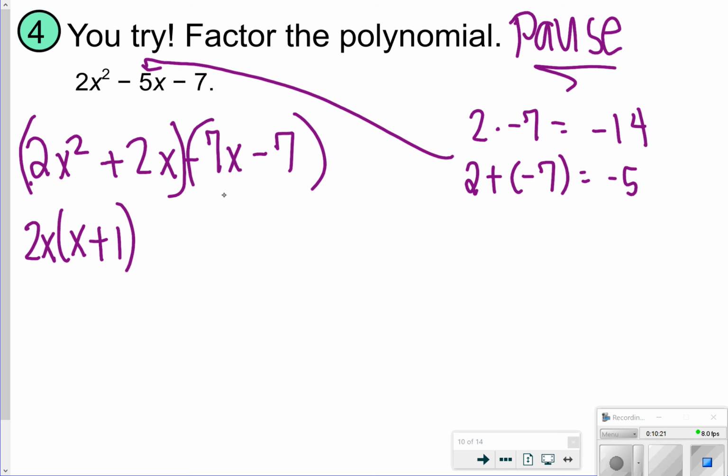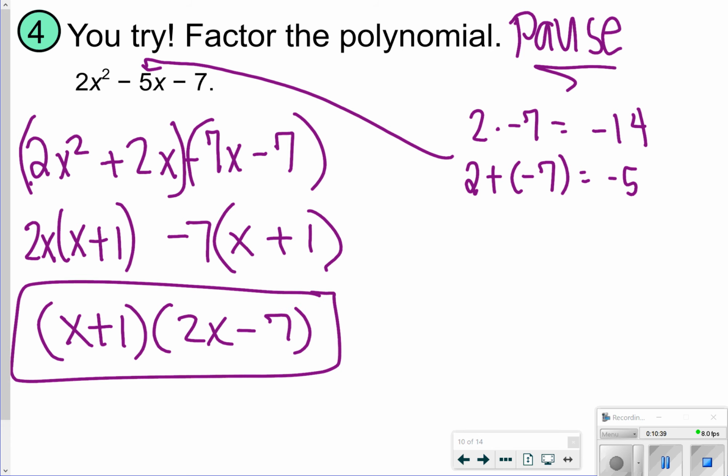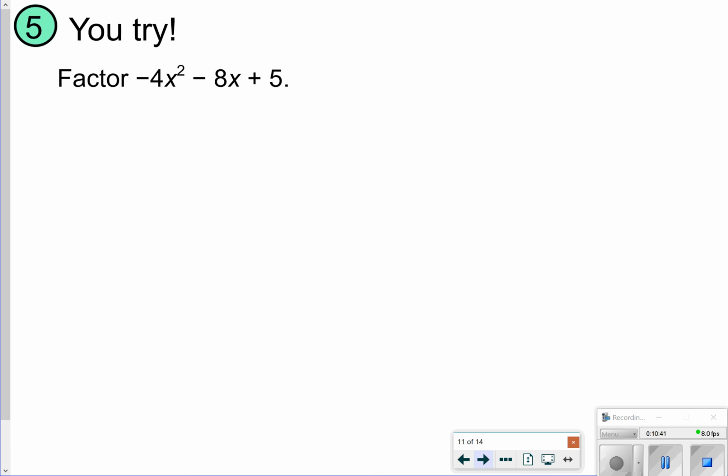So with this one, to make my x positive, I'm going to factor out a negative 7, so I can get x plus 1 as well. Now I'm ready to combine, so I'm going to have x plus 1 as one binomial, and then 2x minus 7 as the second. Okay? The last one, we're also being careful with this one because now a is equal to a negative number, so again, just be cautious there. Let's go ahead and pause number 5, try it, and then click play to check your work.